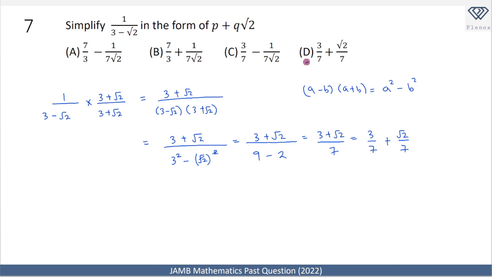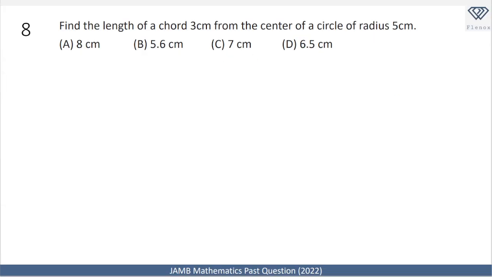Okay, so let's move on to the next question, question 8. And here we're told to find the length of a chord 3 cm from the center of a circle of radius 5 cm. So one thing that I find helps when solving a question is to try to draw it, because it makes it easy to conceptualize what you're trying to do. So we have a circle. Forgive my drawing if it's not perfect.